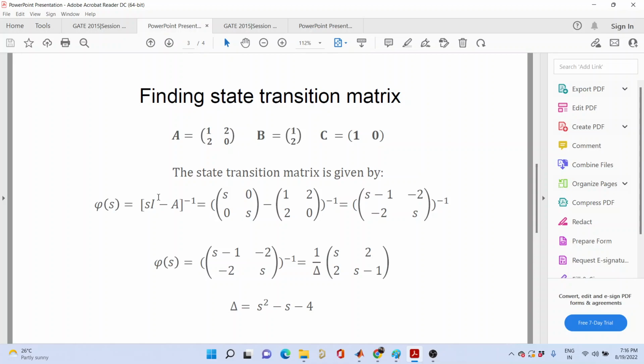So I was saying what the state transition matrix is. The state transition matrix gives you information about how the state is evolving with time. The Laplace transform of the state transition matrix is given by (sI minus A) inverse. If you do this operation, you get 1 by delta times the matrix with s minus 1, 2 and 2, s. And this delta is the determinant of this matrix, which is s into (s minus 1) minus 4. That is what I have written over here.